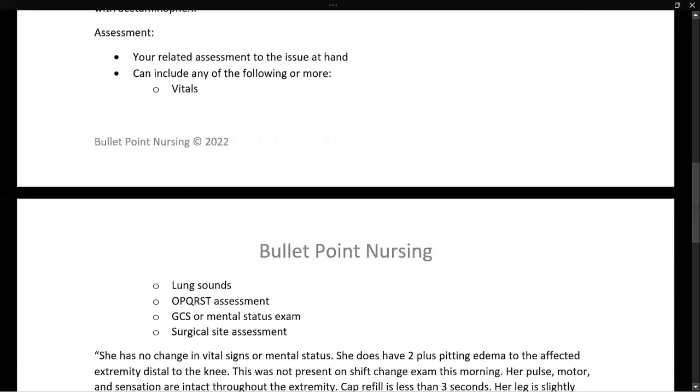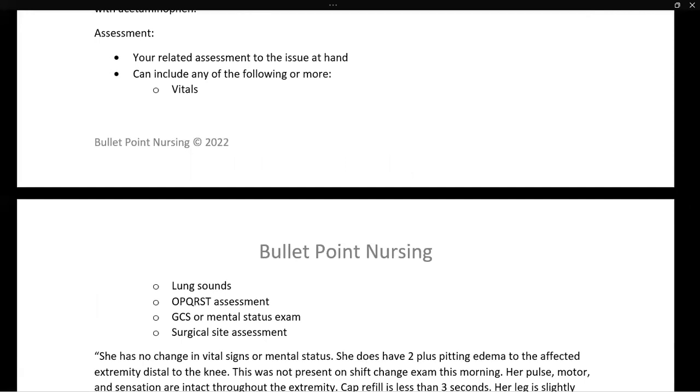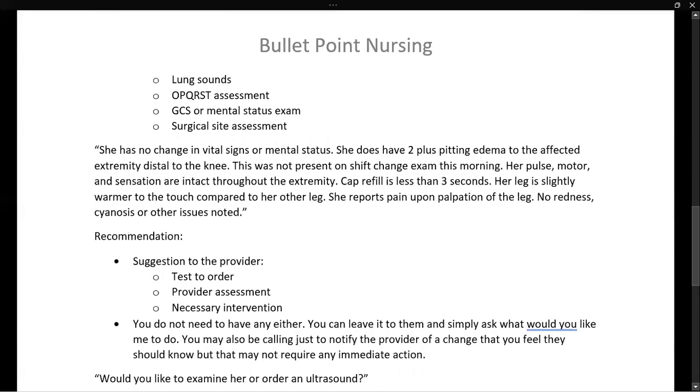In assessment, you're going to put your related assessment to the issue at hand. And this can include whatever is related. It can be vitals, it can be lung sounds, it can be a focused exam, such as a pain assessment or OPQRST. It can be their mental status or a skin assessment or any other type of assessment. So in this case, for our example to continue, she has no change in vital signs or mental status. She does have 2+ pitting edema to the affected extremity distal to the knee. This was not present on shift change exam this morning. And that's an important point to make so that the provider knows there's been a change in condition.